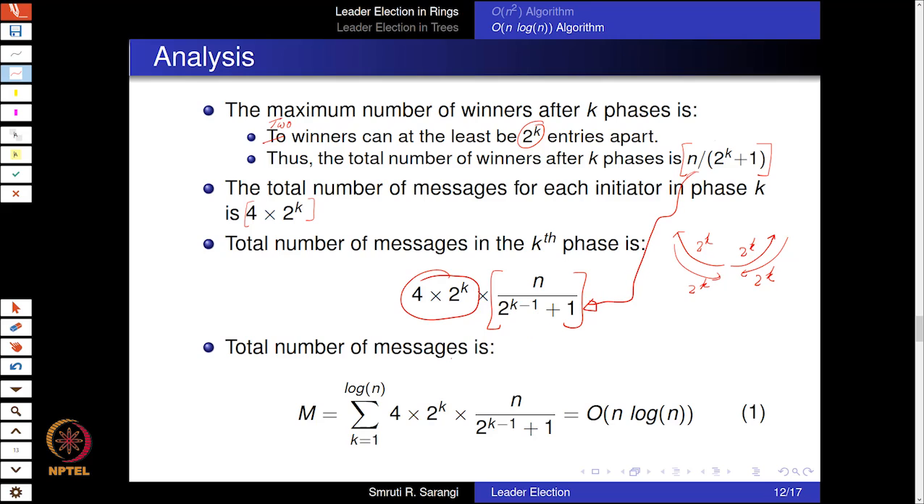Okay. So the total number of messages in this case, if I were to sum up from 1 to log n to the base 2, would be equal to this.